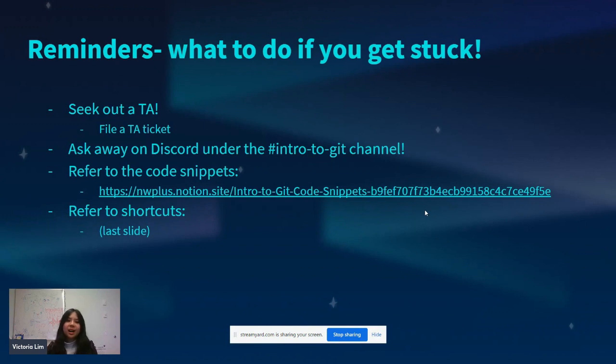Before we get started, just some things to note. If you ever get stuck at any point of this workshop, or if you have any questions, no big deal. Seek out a TA by filing a TA ticket. Under the Intro to Git channels on Discord, you should see a bunch of channels, and one of them should have a huge message where you can file a ticket for a TA to come assist you. You can also comment in the activity banter channel on Discord, and you can refer to the code snippets, which should have been linked in the pre-workshop to-dos or slides on the screen or before you came into Learn Day today. You can also refer to shortcuts, which are on the very last slide of this presentation. So there are a lot of things you can do if you ever get stuck, so don't worry about it. We're going to have a fun time.